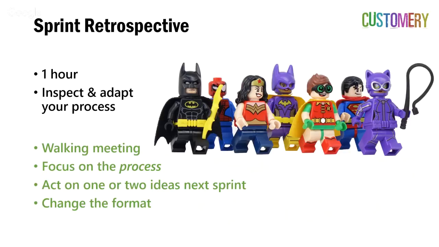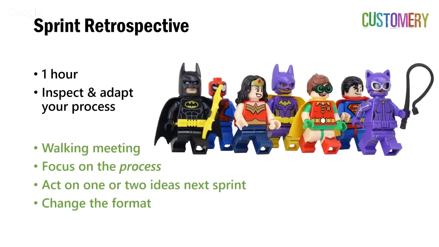Take 1 or 2 ideas and act on those in the next sprint. Don't come up with 25 great things you'd love to change about your process and then do none of them. Have 1 or 2 team members commit to taking on 1 or 2 actions and implementing those in the next sprint. And finally, change the format from one sprint retrospective to another.